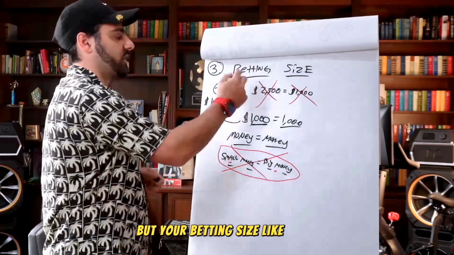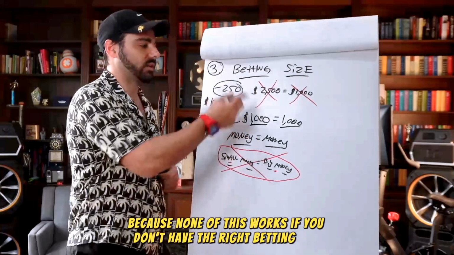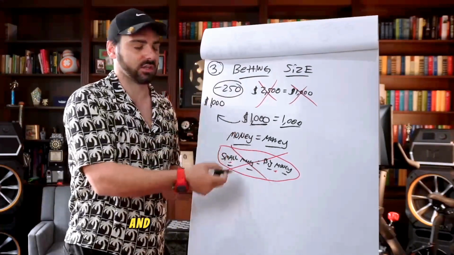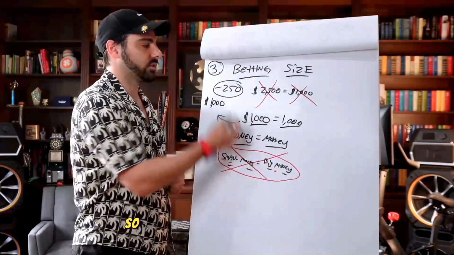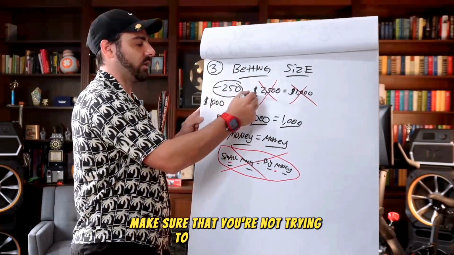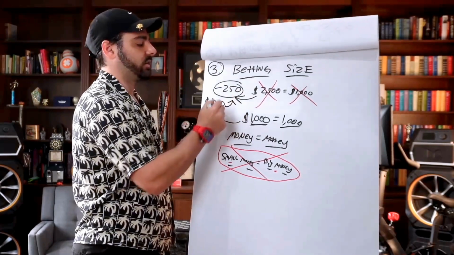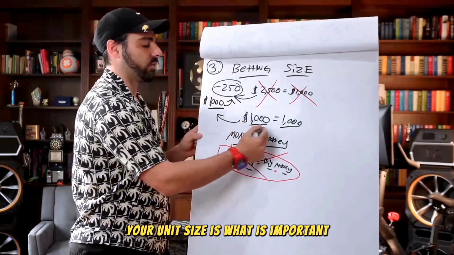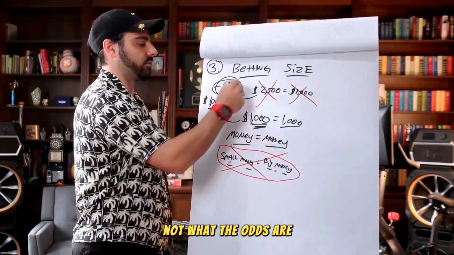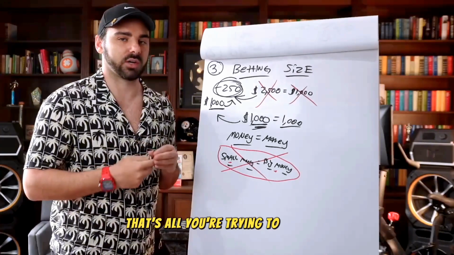But your betting size, like I said, is so important, because none of this works if you don't have the right betting size and you're not strict and consistent and know exactly how to bet this stuff. So again, when you're betting plays like this, make sure that you're not trying to match the odds. Instead, you're sticking with your unit size. Your unit size is what is important, not what the odds are. You're just trying to hit a certain percentage over the long term. That's all you're trying to aim for.